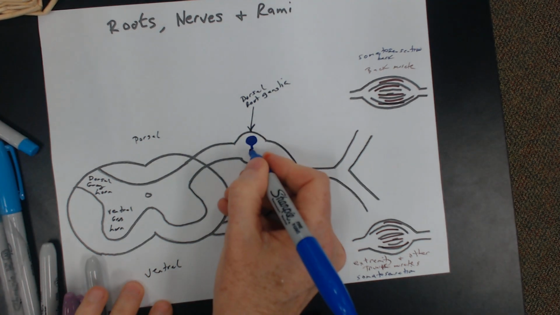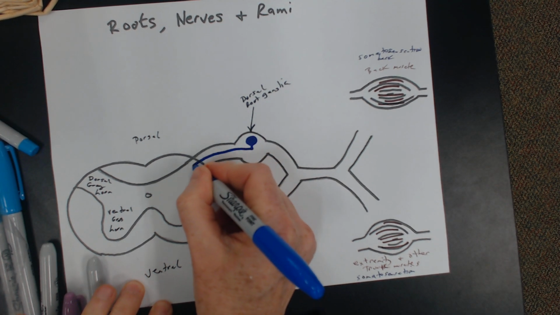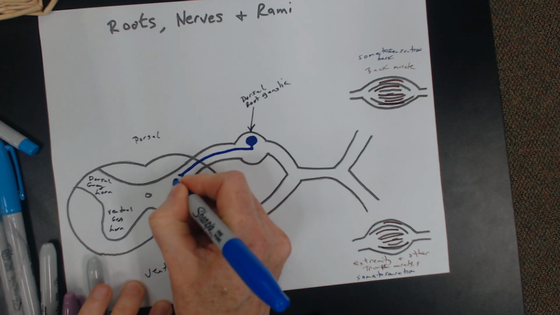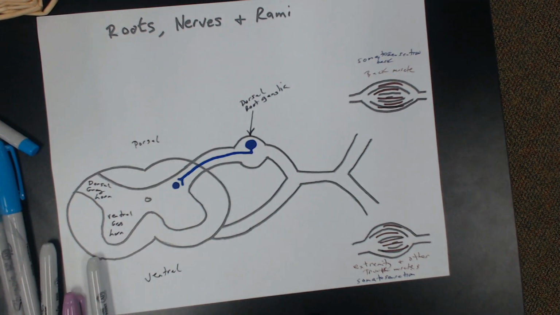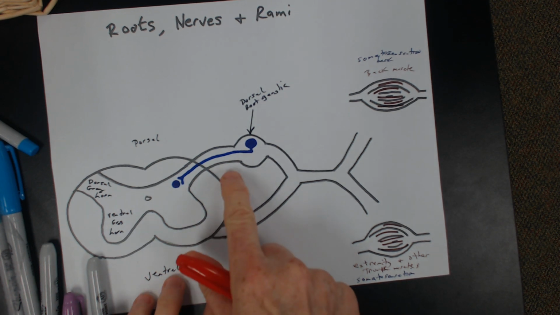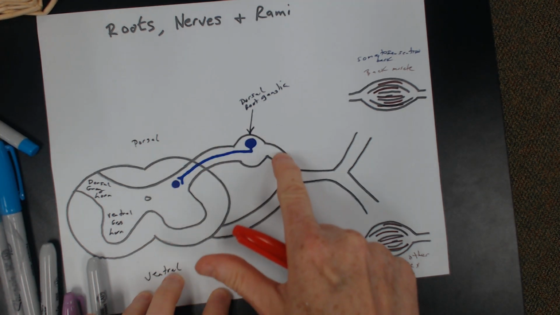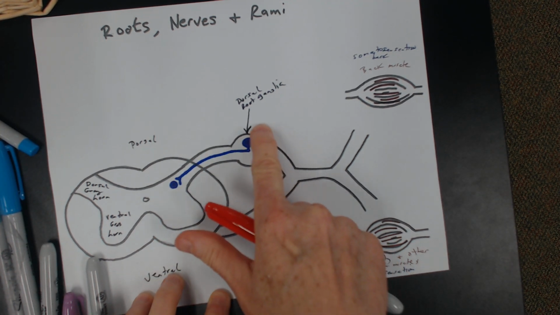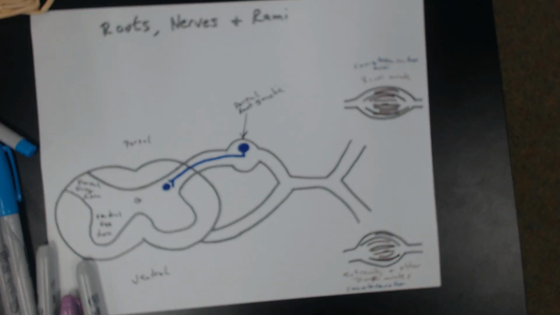Coming off that, I'm going to have axons that synapse with another neuronal cell body in the dorsal root ganglia. So this here is going to be your dorsal root, and here's the ganglia. So this whole thing is at your dorsal root.